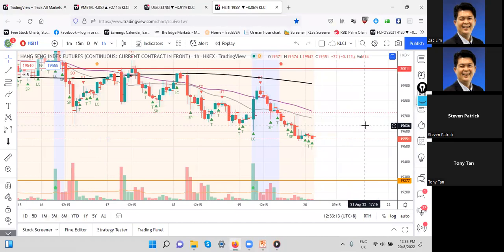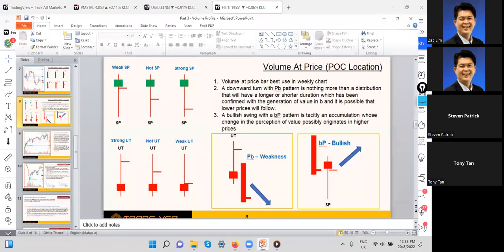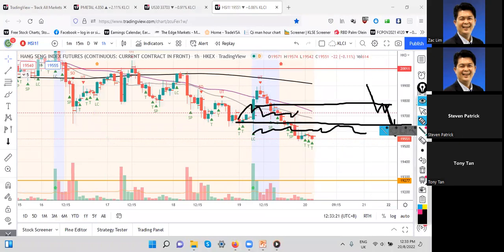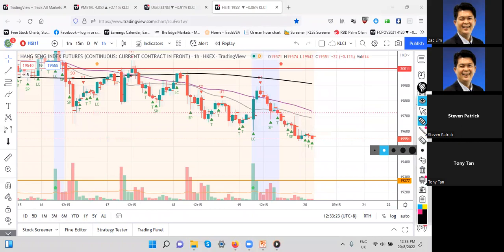So when you are back to here, you need to compare the volume. Okay, you see here, I changed back. This is an hourly chart. In the hourly chart you have a distribution of volume here. You have a volume here, this one is not clear, and here is another volume. So you have an upthrust, you have an upthrust here.